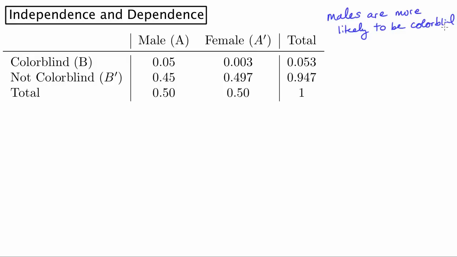Now, because that's the case, we may wonder if gender and colorblindness, if those two things affect one another. Here's the data basically telling us what percentages of males are colorblind. Looking at it, we see that 5% of the males tested were colorblind versus only 0.3% of the females. And what I want to look at is I want to try to answer the following question. Are the events A and B independent?